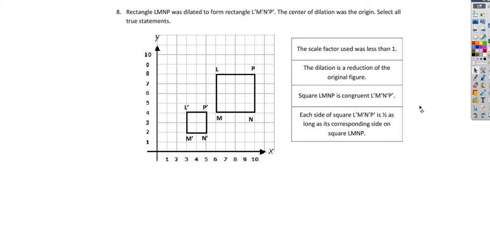Our second choice, the dilation is a reduction of the original figure. Reduction, remember, just means that it's smaller. So it's just like saying the dilation is smaller than the original figure. The third choice is square LMNP is congruent to L', M', N', P'. And the fourth choice is each side of square L', M', N', P' is half as long as its corresponding side on square LMNP.